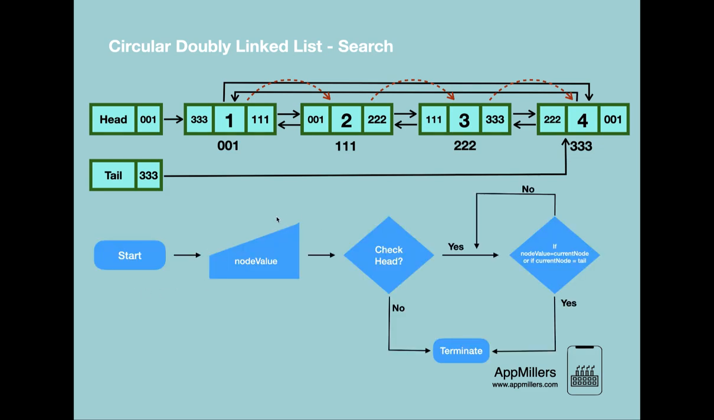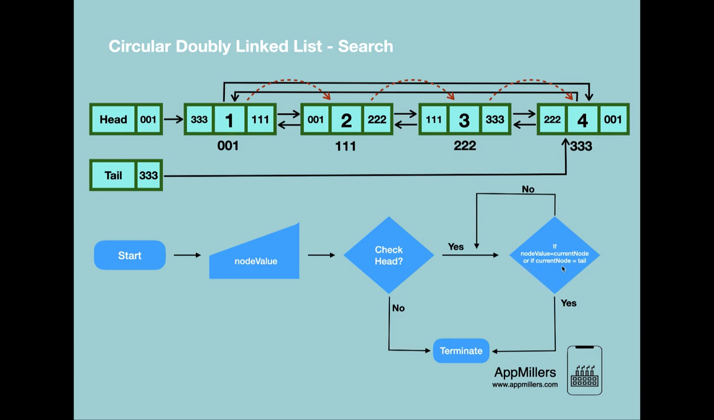So the algorithm is like this. It starts with a parameter, which is the node value. This is the value that we are looking for. Then the first step is we check the head value. If head points to none, we terminate our algorithm. It means that we don't have any element in our circular doubly linked list. Otherwise, we continue to loop through the circular doubly linked list, and in each step we check if the node value equals the current node value. If it is, then we terminate. If it is not, then we continue to loop.